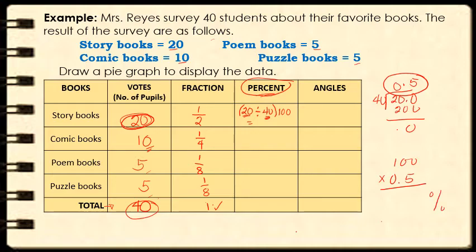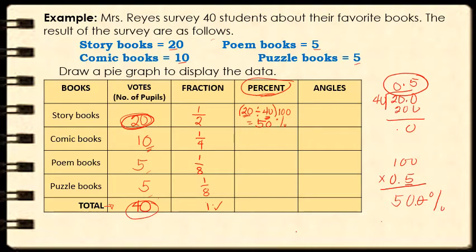Okay, so 5 times 0 is 0. 5 times 0 is 0. 5 times 1 is 5. So, how many decimal places? 1, tuldok. So, cancel 1, 0, and then tuldok. So, ang sagot natin ay 50%. So, isusulat mo dito 50%.